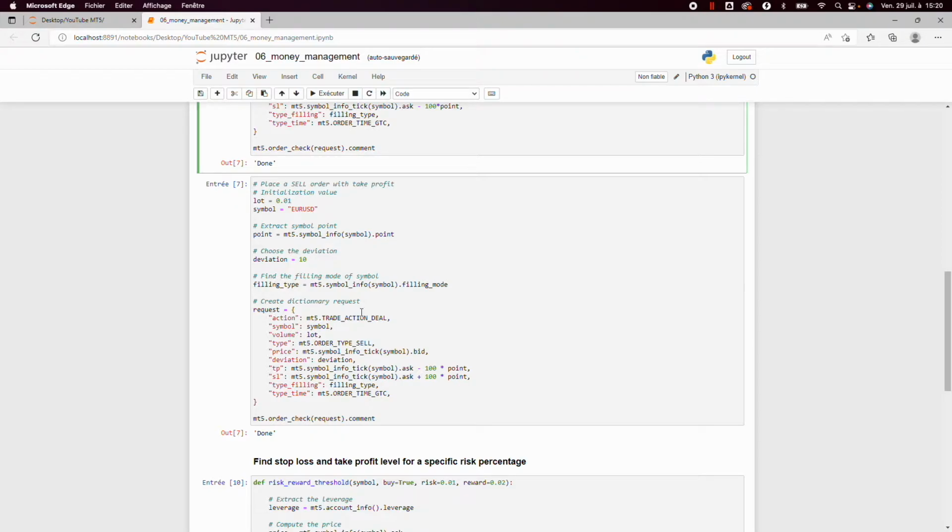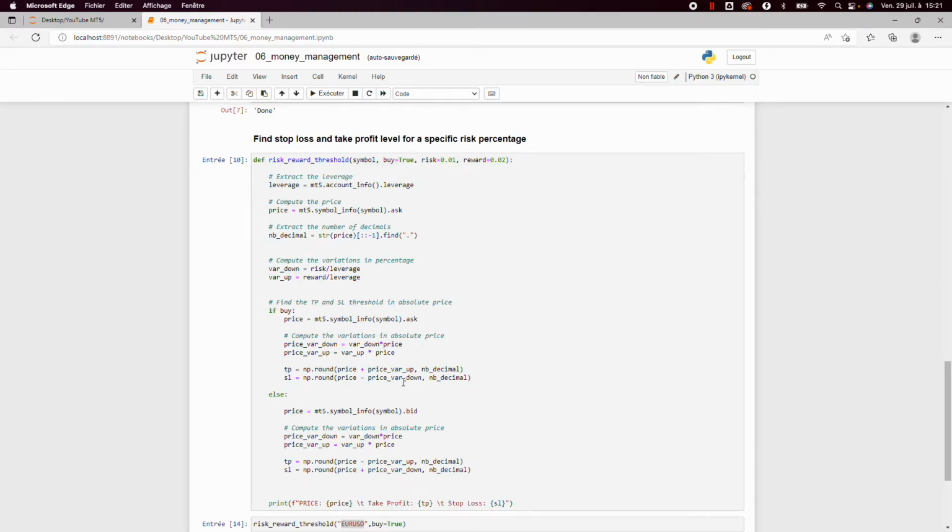So now let's talk about the main point of this video: how to find the best stop loss and take profit depending on your risk management. So to do that, I have created a risk reward threshold function which takes the symbol, the type of position, for example buy position or short position, and the level of risk and the reward that you want. For example, here by default you need to put a symbol, and it will be a long position with a risk of 1% of your total capital and a reward equal to 2% of your total capital.